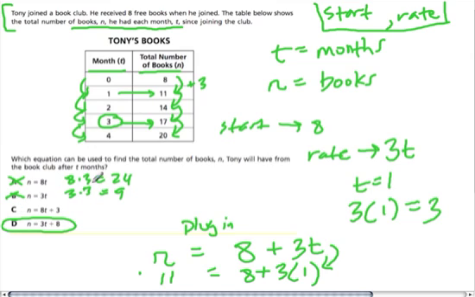And C, if we had plugged in 3 for the number of months, we'd have 8 times 3 plus 3, and we would get 27, but we need to get 17 at 3 months. And again, this is wrong because we have 8 times the number of months, which means we're getting 8 books each month, plus 3 to begin with. But that's not our case right here. D is the answer.